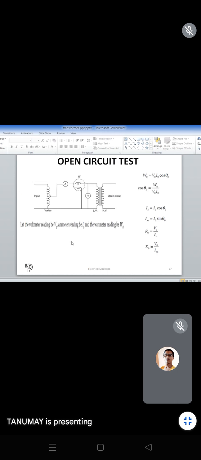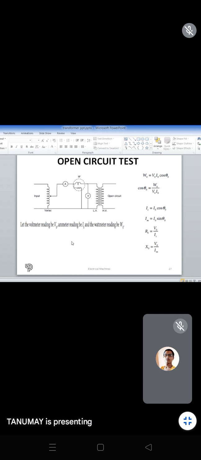Now in the case of a transformer, there are two tests. One is the open circuit test, another is the short circuit test. So why are we performing the open circuit test and short circuit test? To find out the transformer losses and efficiency.